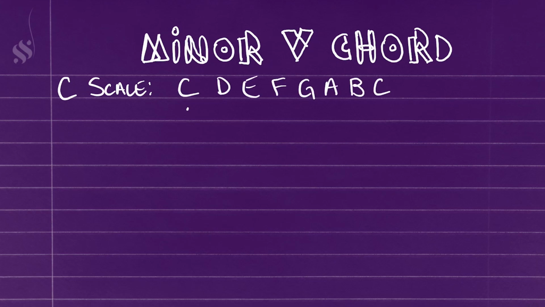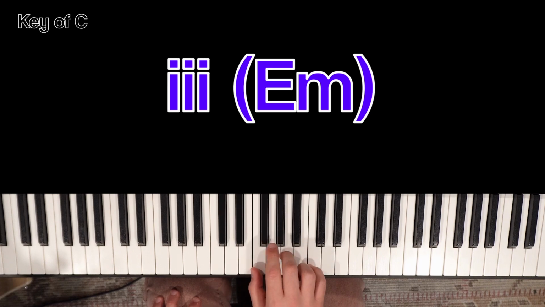Basically all you have to do is take the 5th chord in the major scale and you make it minor by lowering the 3rd. In the key of C, our 5th chord is going to be G major. If you lower the middle note, B, to B flat, you get a G minor chord instead, hence the minor 5.